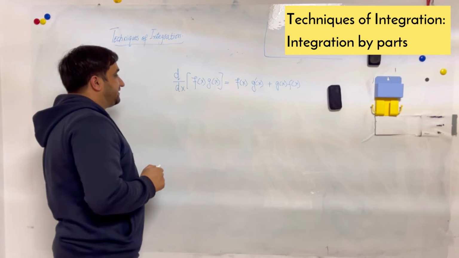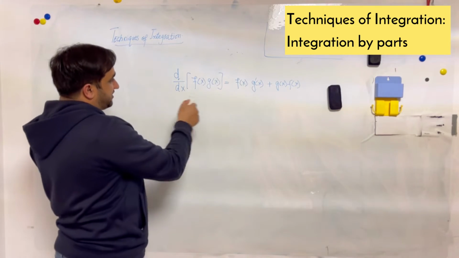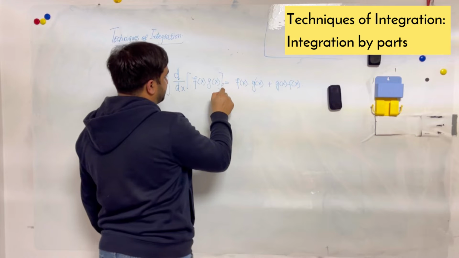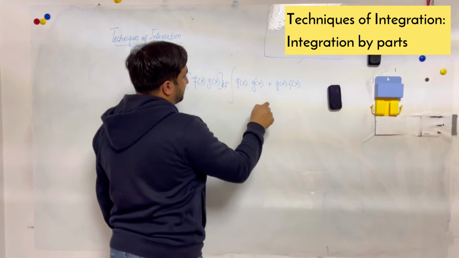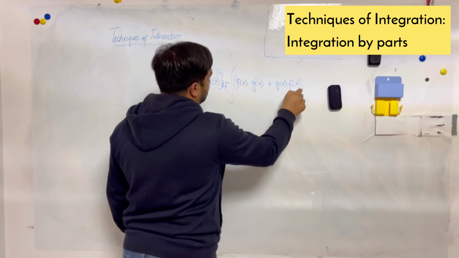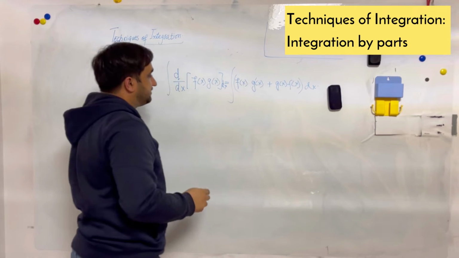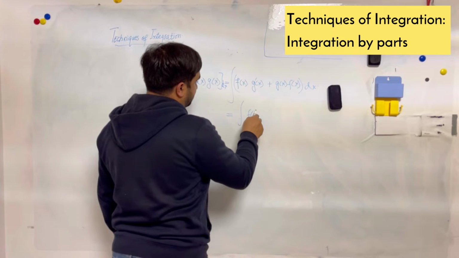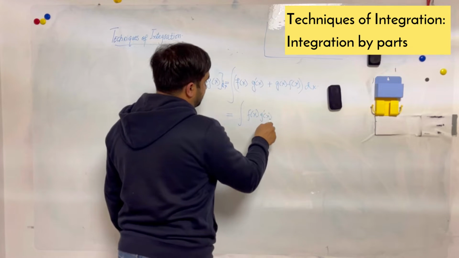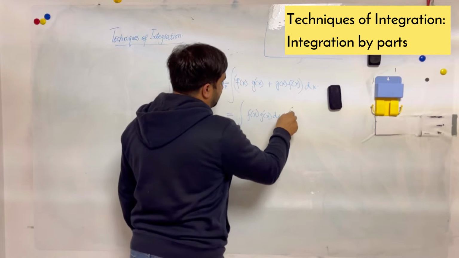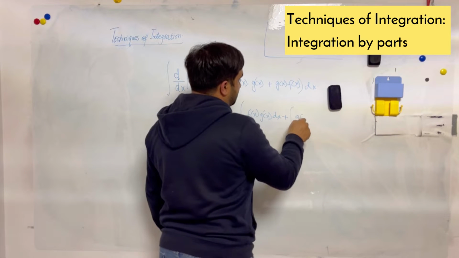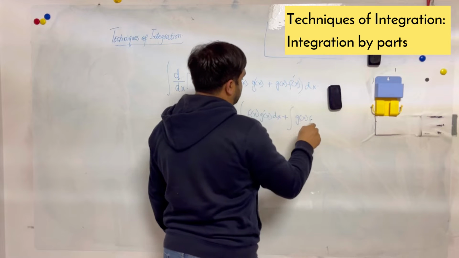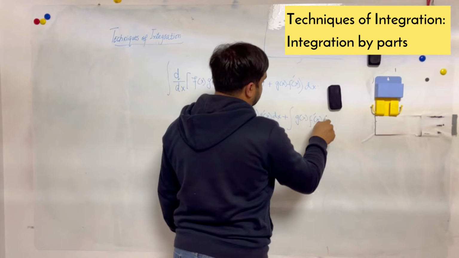Now, if we take the integral of this whole equation, the integral of the right hand side, you can write it as integral f of x g dash of x dx plus integral g of x f dash of x dx.